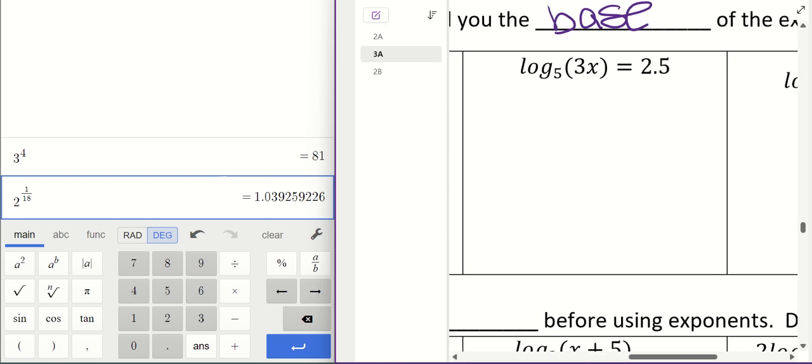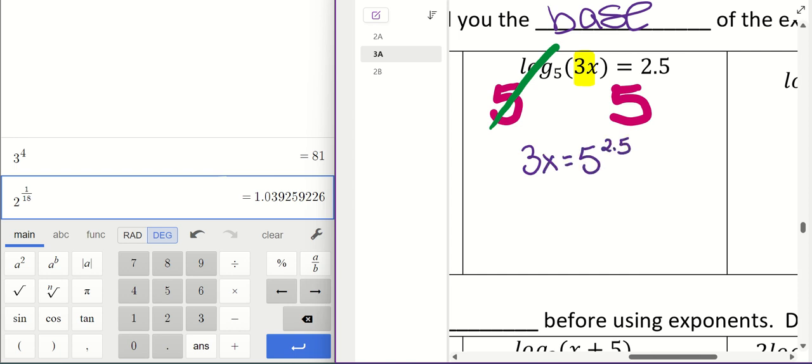This next one, we have a little more on the inside, but remember, when you are solving, you have to go with the outermost operation and work your way in. We can't divide by 3 until we make that log go away. So how do we make the log go away? By exponentiating. We're turning both sides into an exponent. So here, these say goodbye, and we are left with 3x equals 5 to the 2.5. Please don't put this in your calculator yet, because it's going to make you round more than once. Wait until you get x alone, and then you can put it in your calculator.